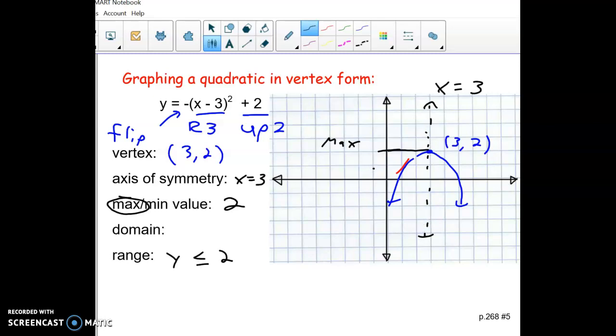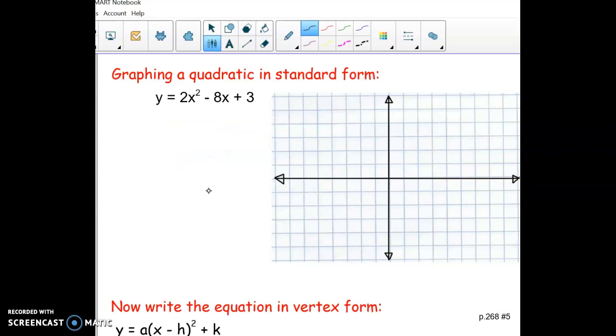The domain is what is true for x, and so since it goes forever in each direction, we just say that domain is all real numbers, which I abbreviate with all real numbers, or you can use that fancy R if you would like. But x can be pretty much anything because you go forever in either direction on the x-axis.